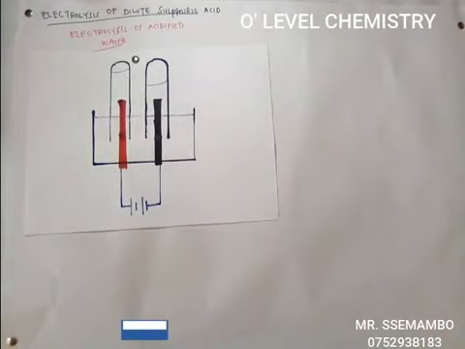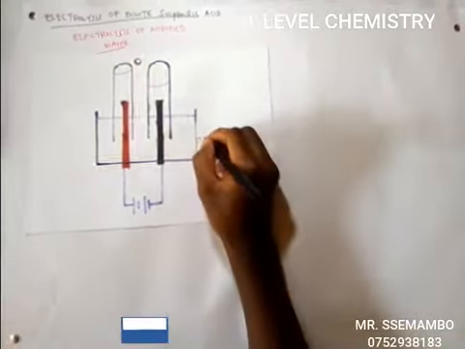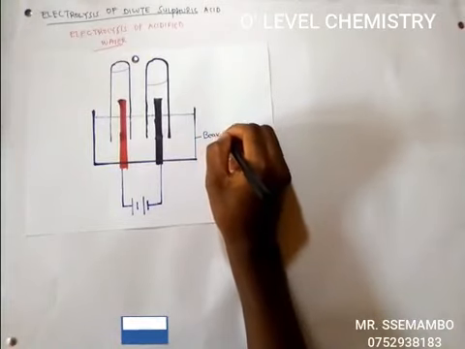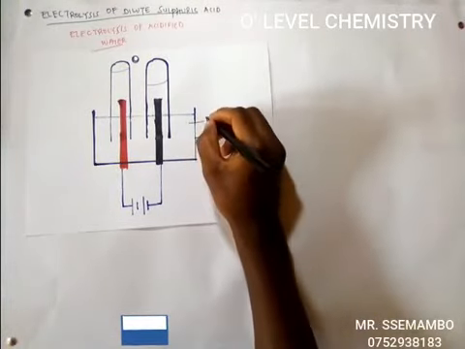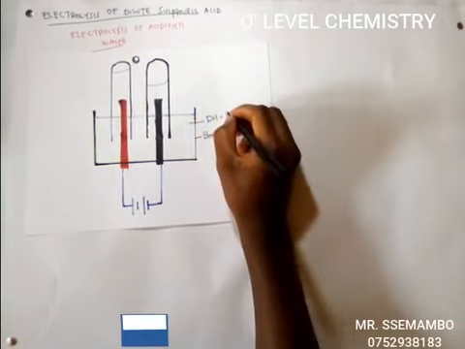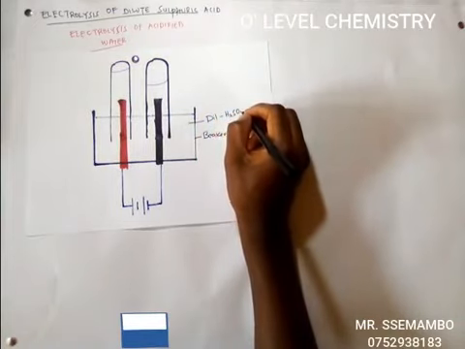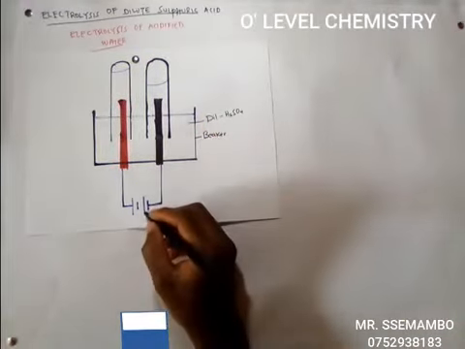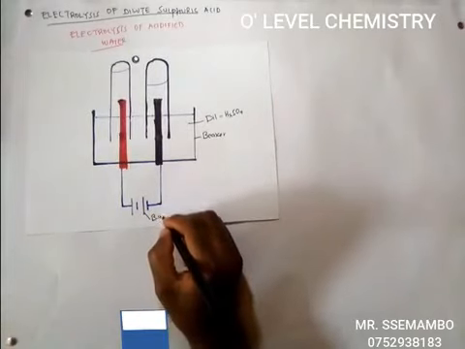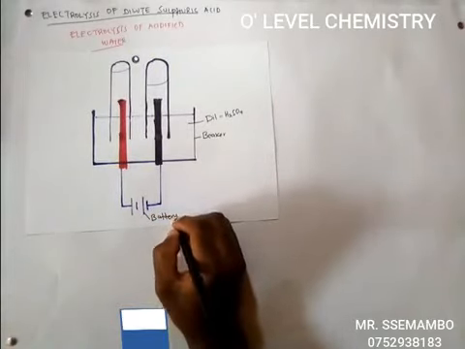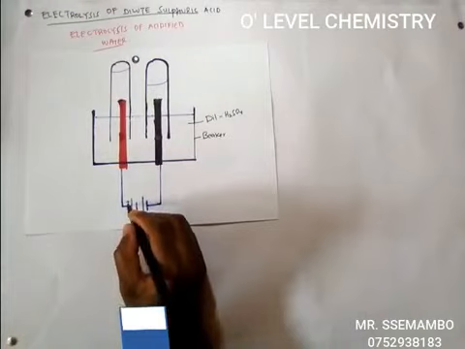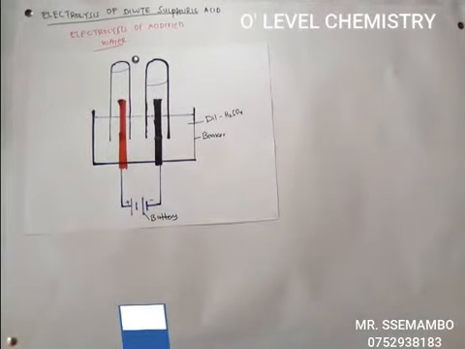So for the electrolysis of sulphuric acid, we have our setup as above. We can label the diagram. We have a beaker that contains dilute sulphuric acid. We have our battery, with the positive terminal this side and the negative terminal that side.